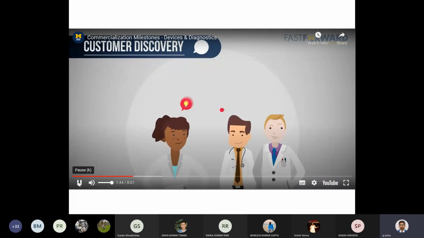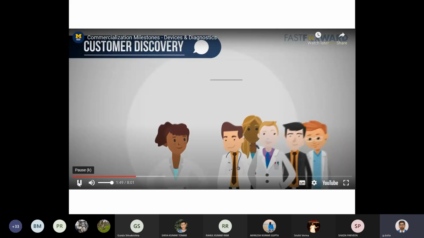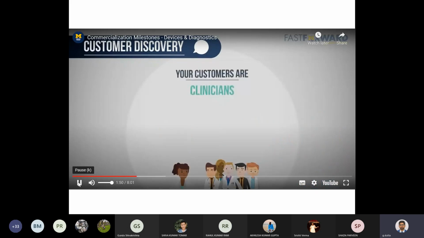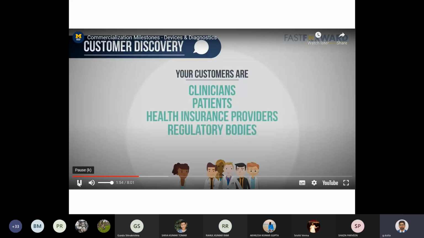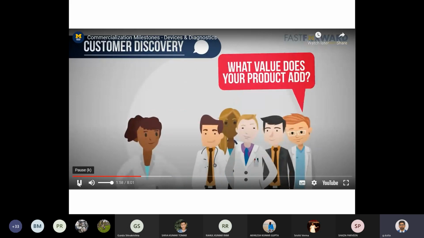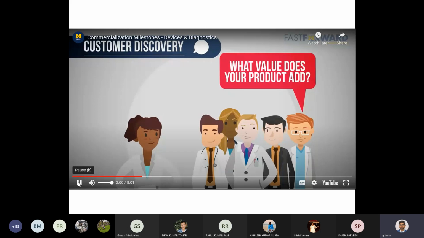Test what you think the problem is and if your idea will solve it by asking potential customers. Customers are clinicians, patients, health insurance providers, regulatory bodies, hospital administration, etc. What is the value that your product adds to your customer?